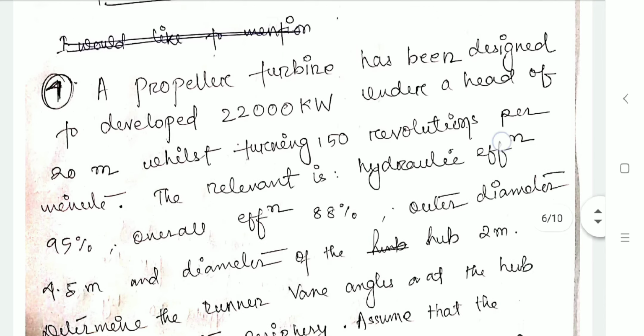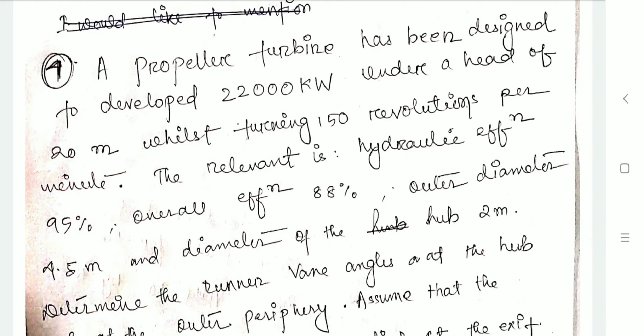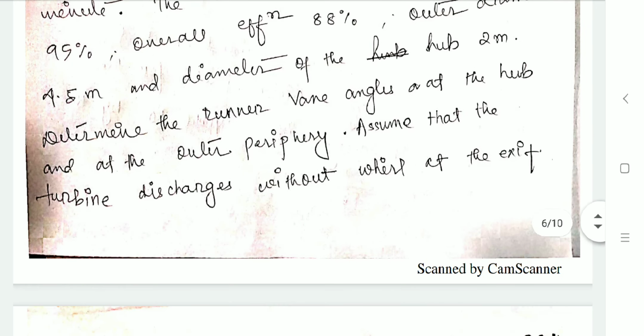So the last question, number 4, is: a propeller turbine has been designed to develop 22,000 kilowatt under a head of 20 meter, with wheels turning at 150 revolutions per minute. The relevant hydraulic efficiency is 95%, overall efficiency 88%, outer diameter 4.5 meter, and diameter of the hub 2 meter. Determine the runner vane angles at the hub and at the outer periphery. Assume that the turbine discharges without whirl at the exit.